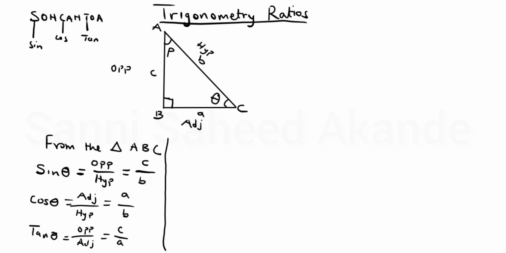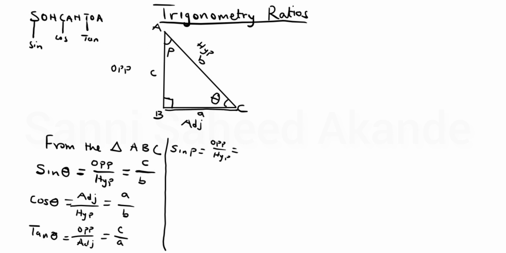So sine P will be equal to opposite over hypotenuse. The sine formula does not change. Now for this sine P, this angle here, where is it facing? It is facing this side, A. So this line A that is facing the angle is the opposite in this case.